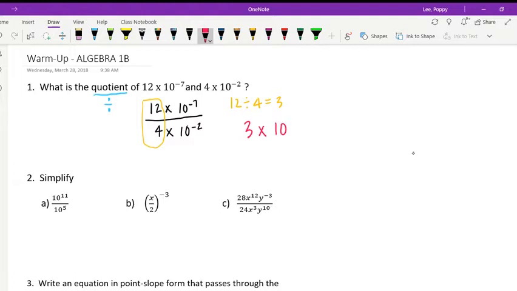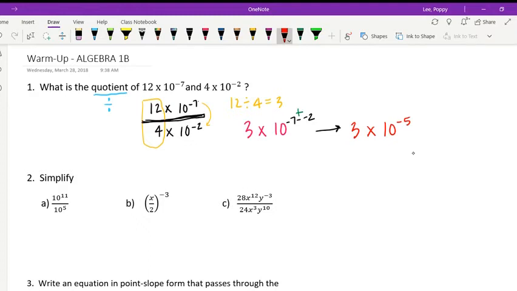The rule when you divide expressions with bases and exponents is to keep that base the same and subtract your exponents. But be very careful. You're taking negative 7 minus the negative 2 here. So you're subtracting those. Negative 7 minus negative 2, and you guys know by now that turns into a big old plus sign in the middle. So you have 3 times 10 to the negative 7 plus 2, which is negative 5.